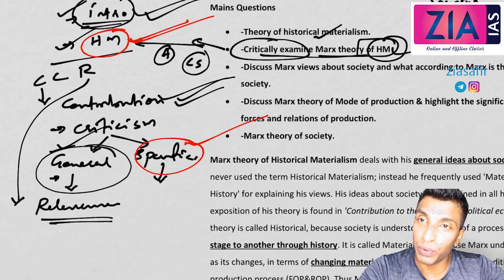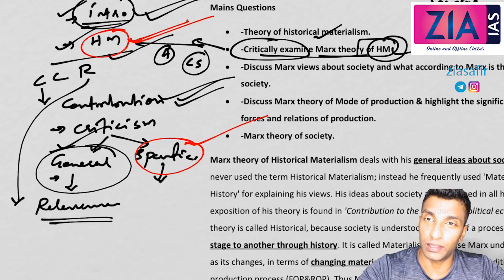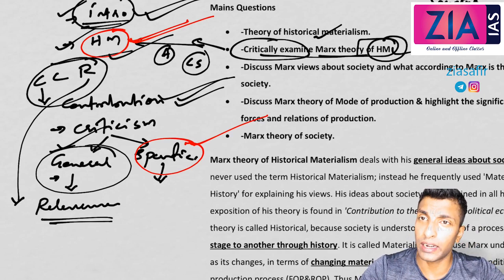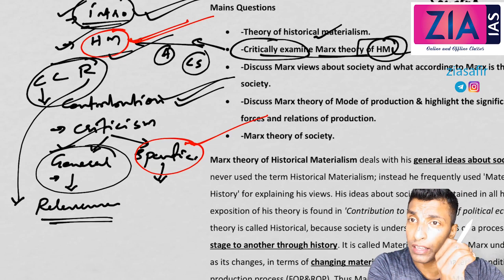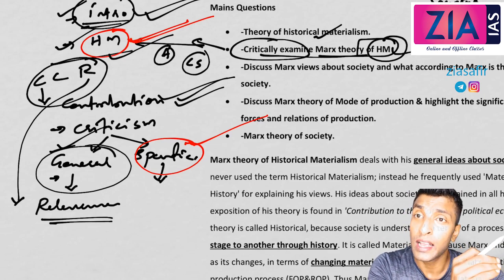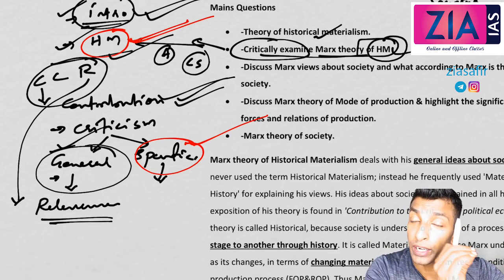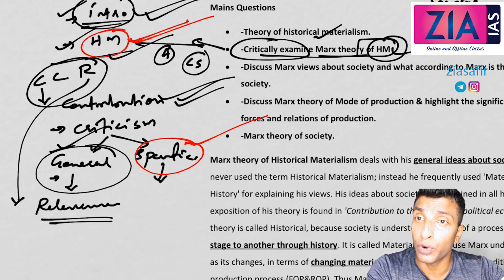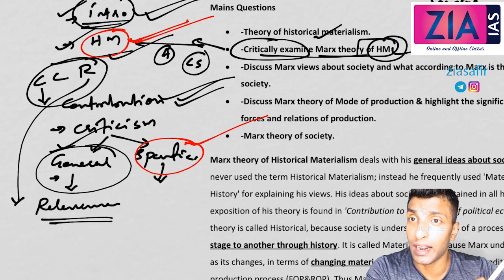So what we are going to do now, we are going to talk about historical materialism, this theory. This part we will do. The CCR part we will do later. Towards the end, after discussing all the theories, I'll discuss CCR separately. I'll give you contribution which will fit into all the theories. I'll give you relevance which will fit into all the theories. I'll give you general criticism which will fit into all the theories. And for each theory, I will give you specific criticism also. So you will not face any problem with any of the questions which are going to be asked from Marx, whether it is critically analyze, discuss, comment or anything.